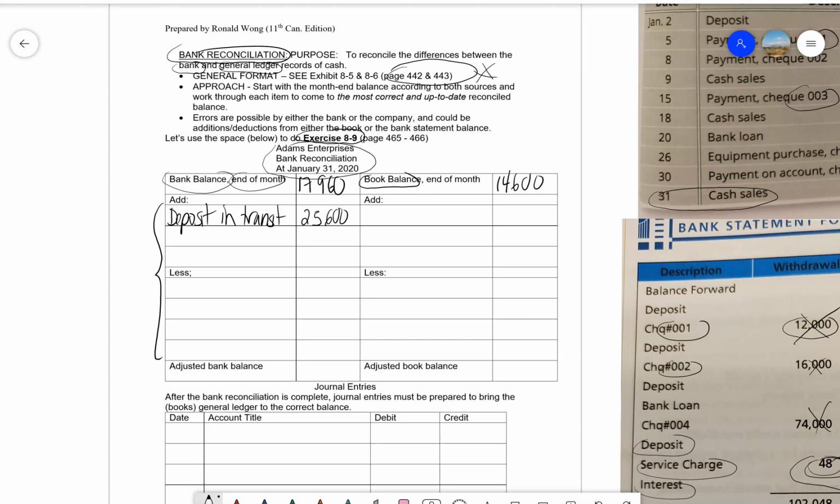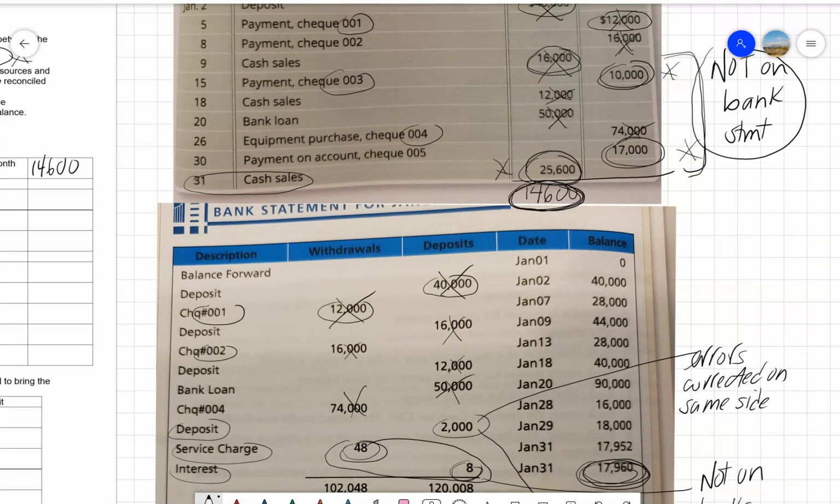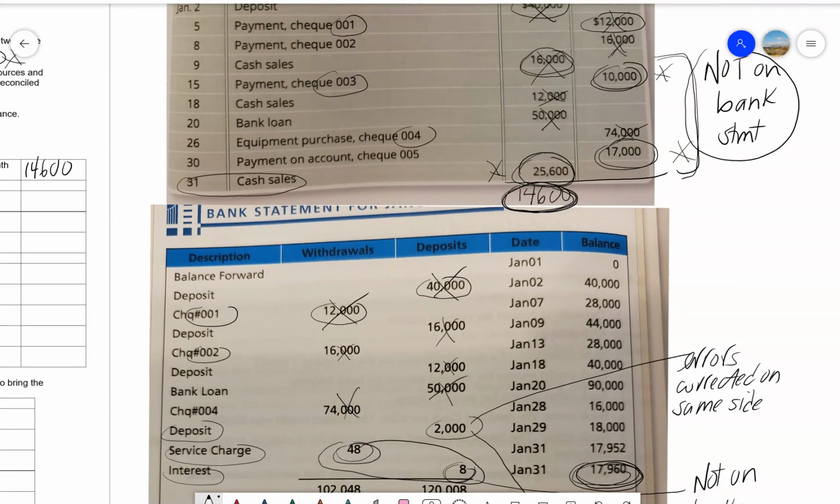And then we have these two checks. We have outstanding check number 3. That's going to reduce the amount by 10,000. Outstanding check number 5, and that's going to reduce the bank statement balance by 17,000. So those are the three amounts that we circled on the general ledger. Those are on the books, but not yet on the bank statement.